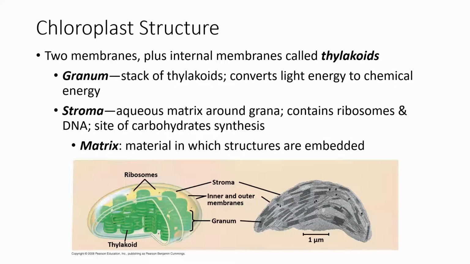This is where light energy is converted to chemical energy, and then around the grana, in between that and the inner membrane, you have the stroma, which is aqueous. Aqueous, by the way, we'll encounter that term a lot, means watery. So this fluid around the grana is what has the ribosomes and the DNA. It's also where the chemical energy that was captured during photosynthesis is used to make carbohydrates. And then these are all sitting in a matrix.